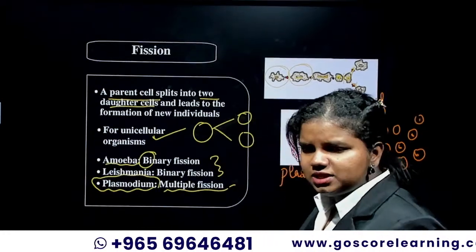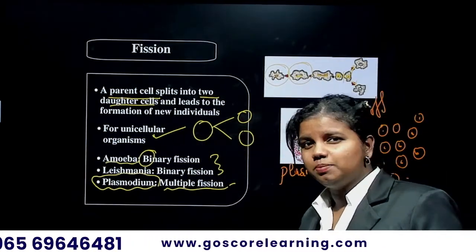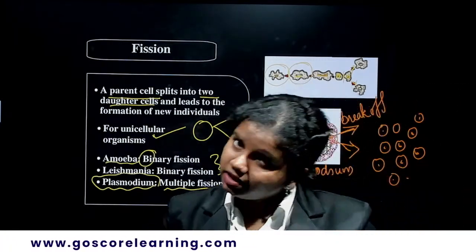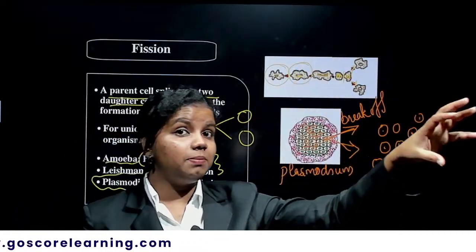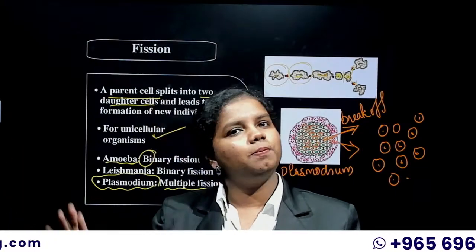So these examples under the heading fission are very important. There are two types of fission. One is binary fission, example amoeba, Leishmania, and the other one is multiple fission, example Plasmodium.